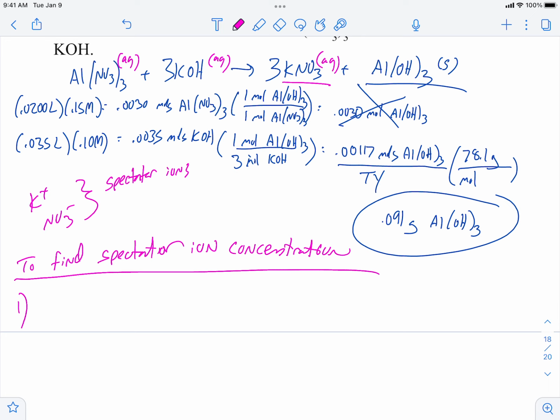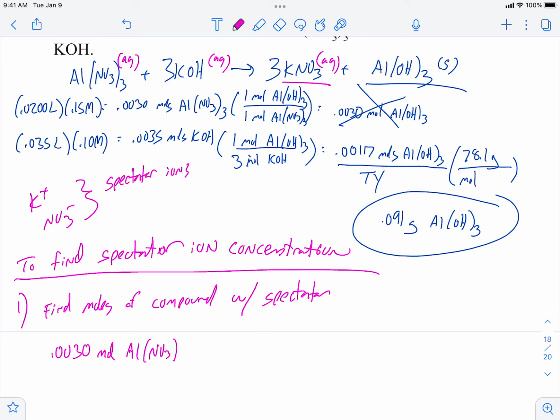Well, which one am I talking about? I'm talking about aluminum nitrate, right? What are the moles of aluminum nitrate? Right here. Okay, so 0.003 moles of aluminum nitrate. Now I know that there's two spectator ions. I'm just doing these one at a time.